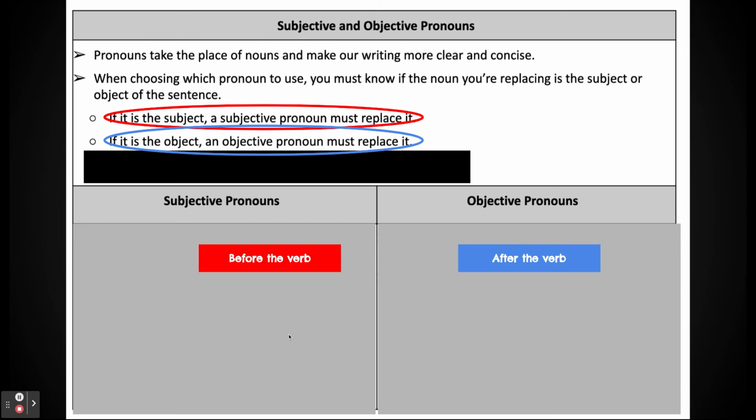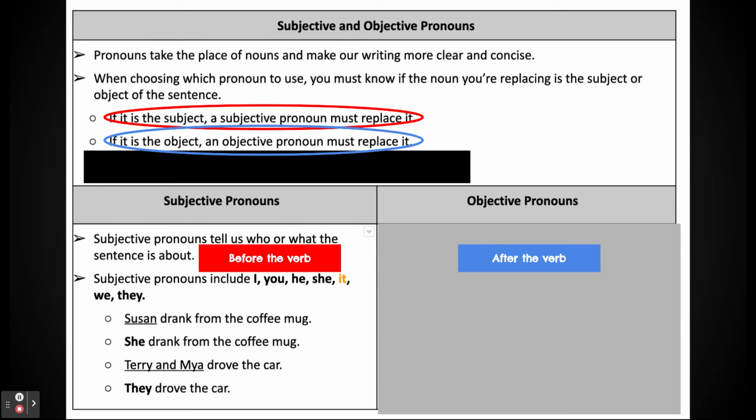So here are your subject pronouns. These are the pronouns that come before the verb. I, you, he, she, we, and they. Notice your list is missing the pronoun it. I need you to add this to the list. I don't know why CommonLit left it off the list, but it needs to be there. That is a subject pronoun. Do that now. All right, Susan's the subject of the sentence, so we need to use the subject pronoun she.